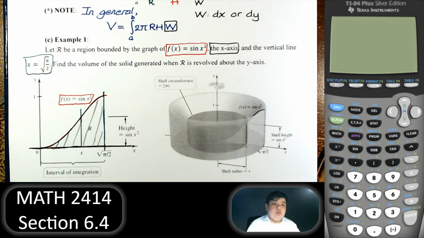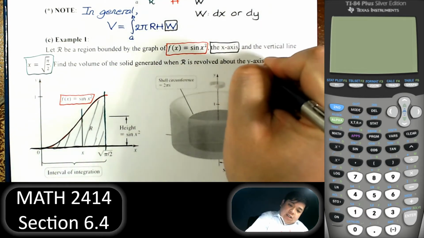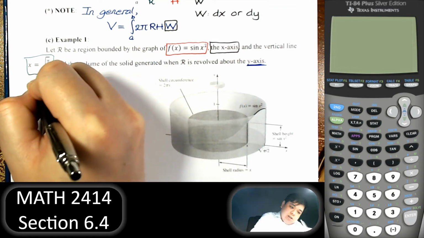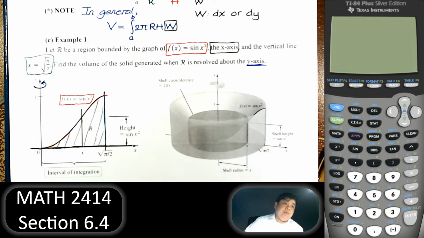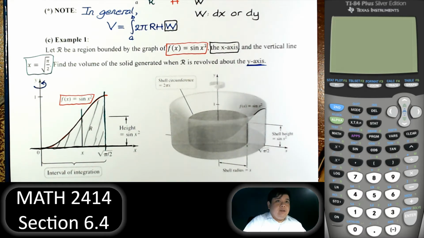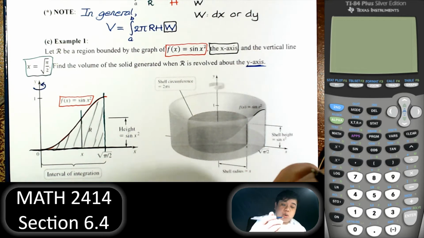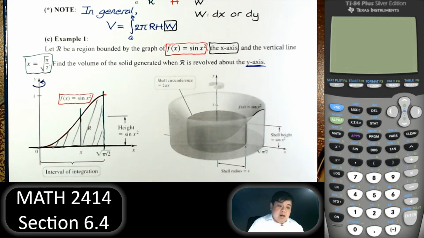Right. How do we find the volume by shell? To find the volume by shell, first determine what is the axis of rotation. In this case, the y-axis. Now on this one, I've just told you this is going to be dx. Later on, we'll determine why we use dx and why we use dy. Right. So vertical axis of rotation, we use dx. So determine the axis of rotation.